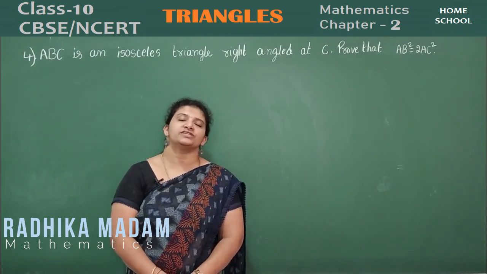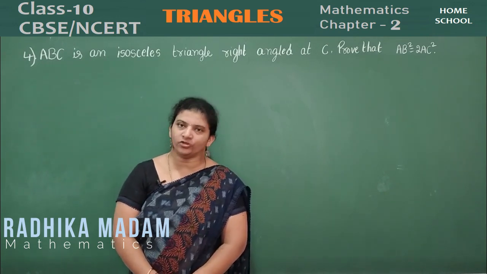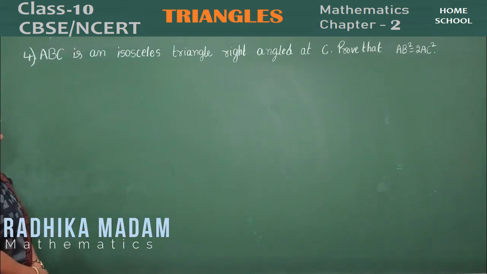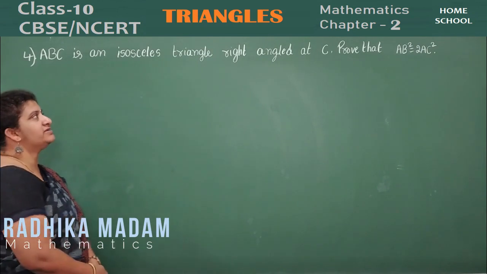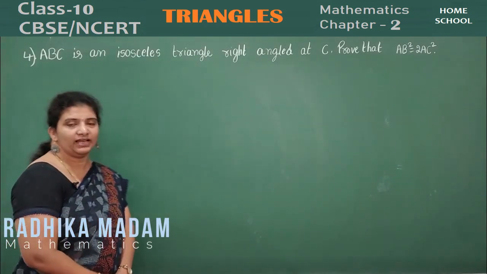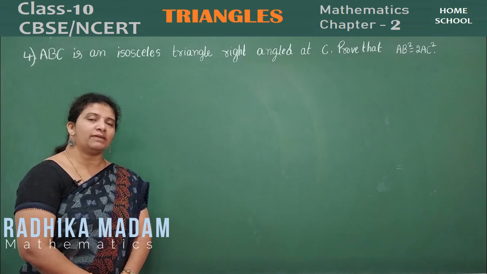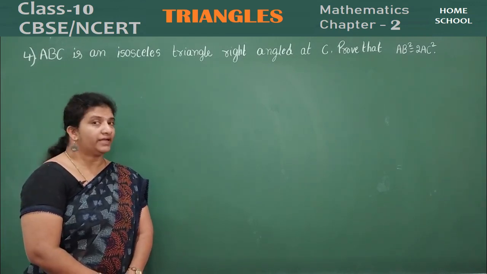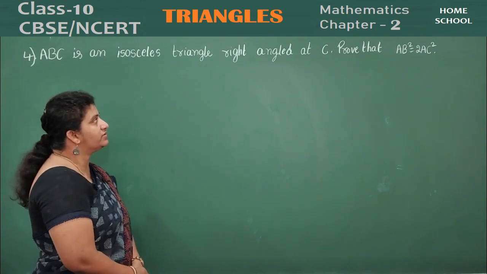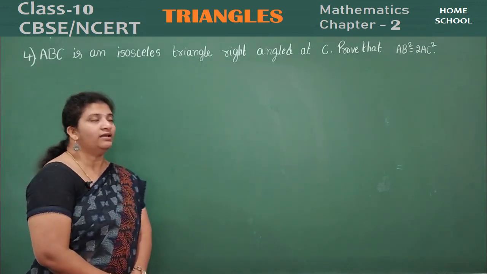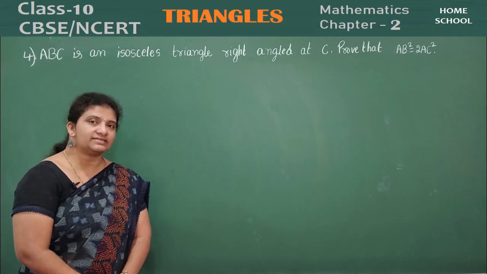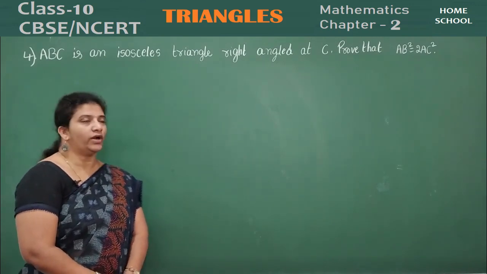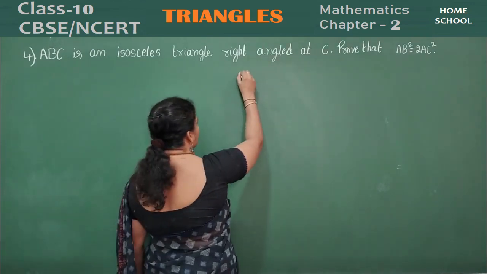Okay, in this session we are going to start with your fourth problem. What is your fourth problem? ABC is an isosceles triangle. Isosceles triangle, immediately you remember, two sides are equal. But it continues. Isosceles triangle, right angled at C. Right isosceles triangle. What type of a triangle is this?